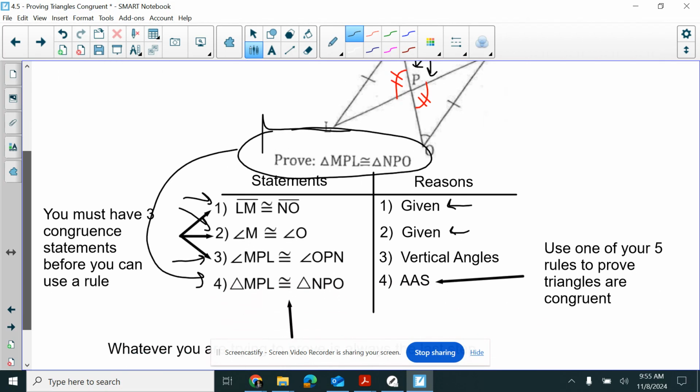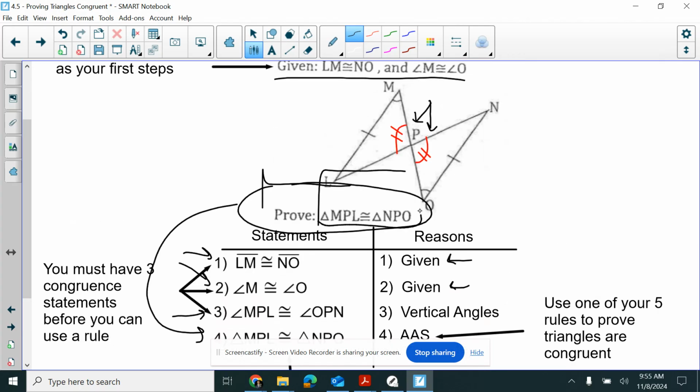So you actually write that down. Whatever this says, that's what you write down. I can prove that because if I look at my picture, I have angle, side, like one of my 5 triangle congruence rules.